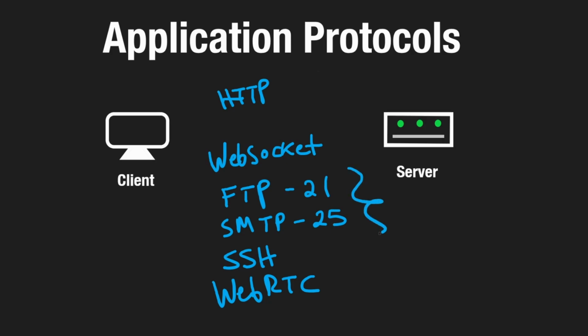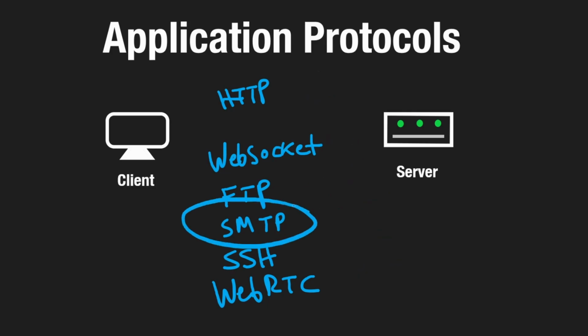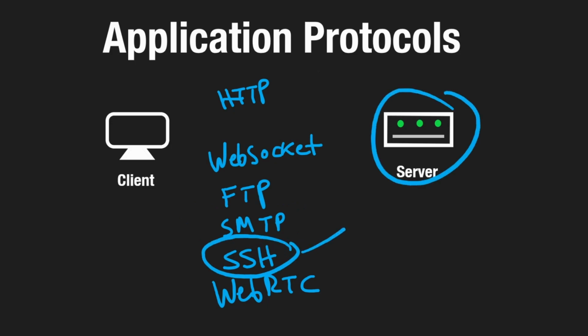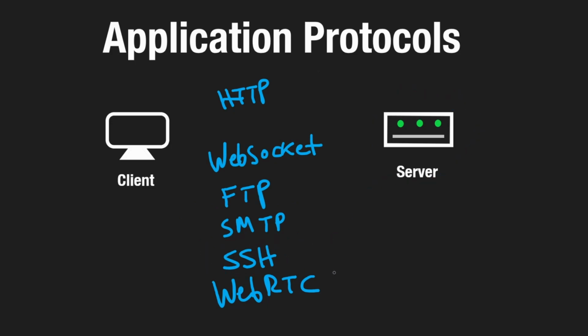These ports, by the way, aren't super important. I'm just mentioning it because we know HTTP by default runs on port 80. The rest of these also have their own default ports. But SMTP is optimized for sending emails. SSH is to remotely connect to another machine and run a CLI on that machine. WebRTC is for video and audio streaming.